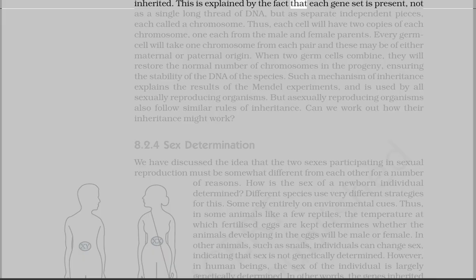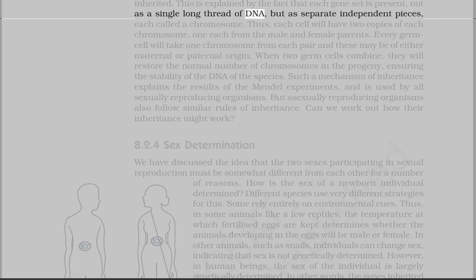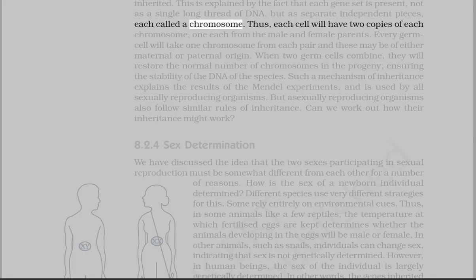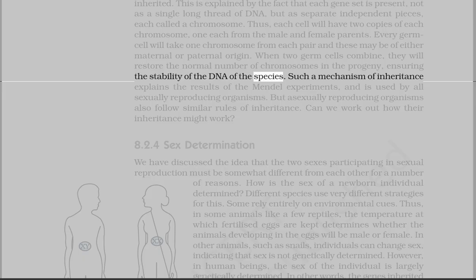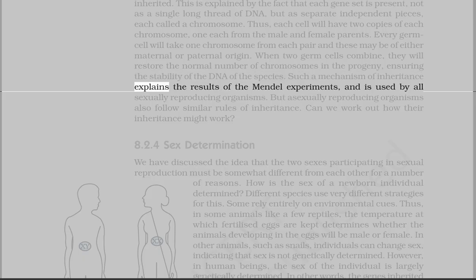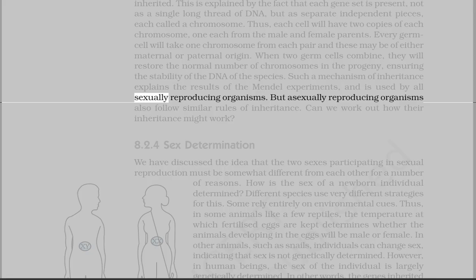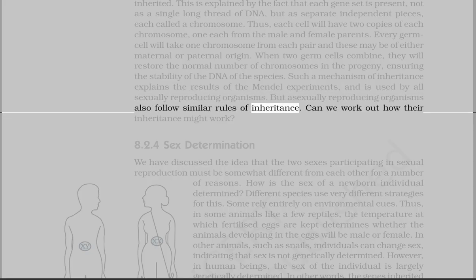This is explained by the fact that each gene set is present, not as a single long thread of DNA, but as separate independent pieces, each called a chromosome. Thus, each cell will have two copies of each chromosome, one each from the male and female parents. Every germ cell will take one chromosome from each pair, and these may be of either maternal or paternal origin. When two germ cells combine, they will restore the normal number of chromosomes in the progeny, ensuring the stability of the DNA of the species. Such a mechanism of inheritance explains the results of the Mendel experiments, and is used by all sexually reproducing organisms. But asexually reproducing organisms also follow similar rules of inheritance. Can we work out how their inheritance might work?